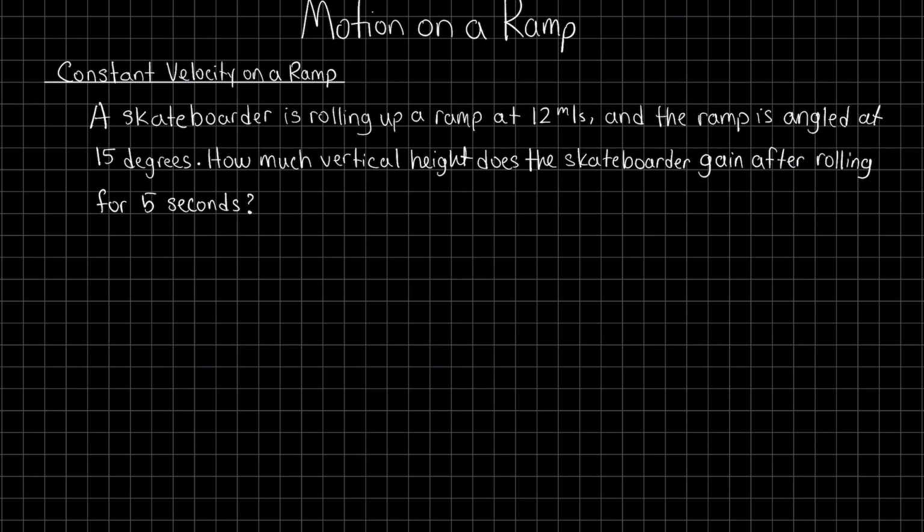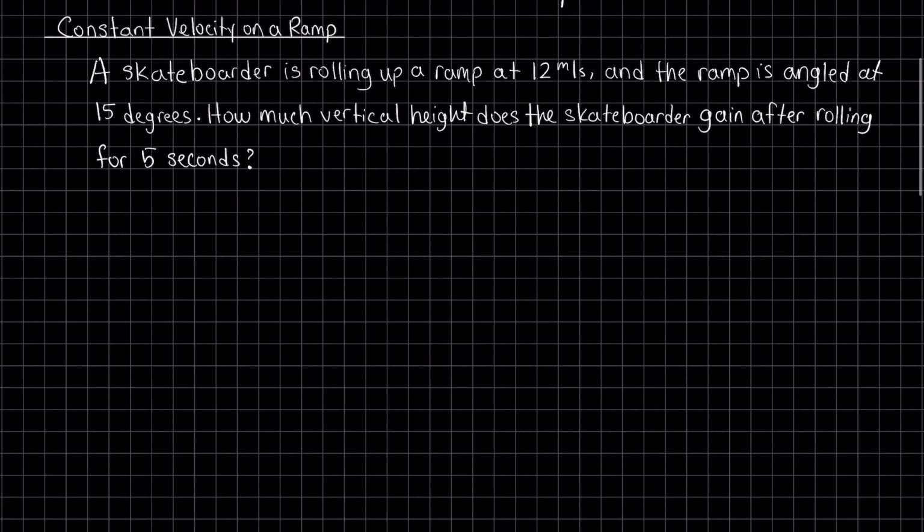We can solve this by breaking the velocity vector into its x and y components. The vertical component will tell us how much height the skateboarder gains. Using trigonometry, we'll calculate the vertical component of the velocity. But first, let's analyze this scenario a little bit more closely by drawing a picture.